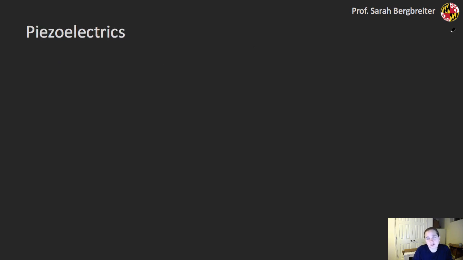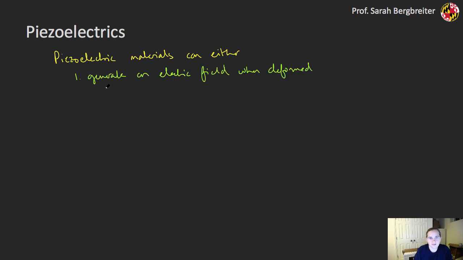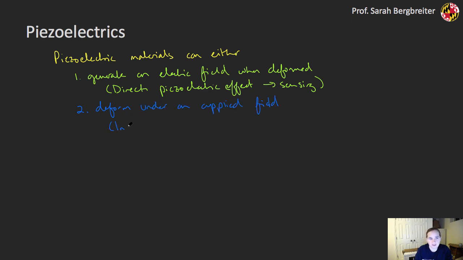Another particularly special material that gives us some additional ways of actuating are piezoelectrics. So piezoelectric materials in general can either generate an electric field when they're deformed, and this is called the direct piezoelectric effect, and clearly important for sensing, right? So I might be able to use this as a pressure sensor or strain sensor or something like that. The second use case is that I can deform the material under an applied field. And this is the indirect piezoelectric effect that I can use for actuation.